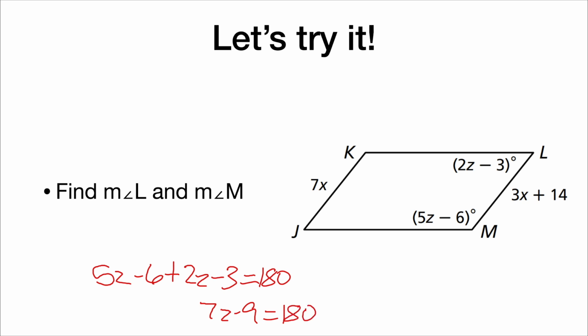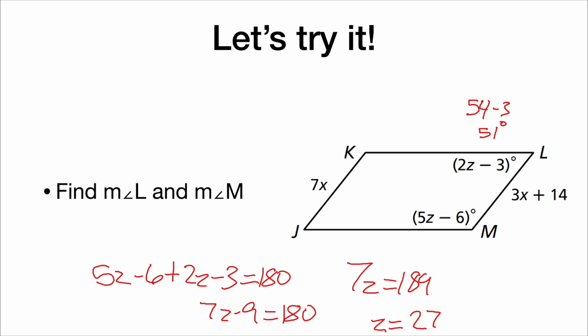Okay, so at that point, add 9. 7z equals 189. Okay, so let's see, that's 27, because 14, so 140 for 20, and then there was 49 left over, so 7. So z is equal to 27. All right, now that we know that, we just have to plug it in to find our two values. So I'm going to plug it in to 2z minus 3, because if I was only going to do one, I'd do that one, because 2 times 27 is easier for me than 5 times 27. So 2 times 27 is going to be 54 minus 3, or 51 degrees.